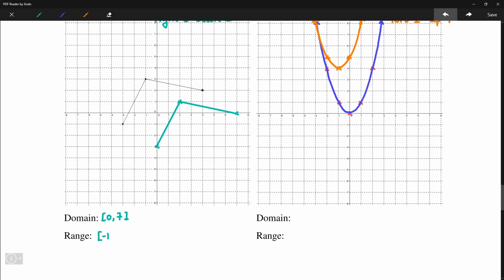Oh, sorry. For the function on the right, the domain is x is an element of the real numbers, and the range is y is greater than or equal to 4. Righty.